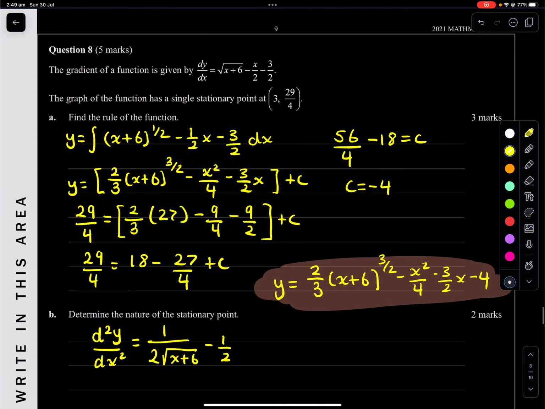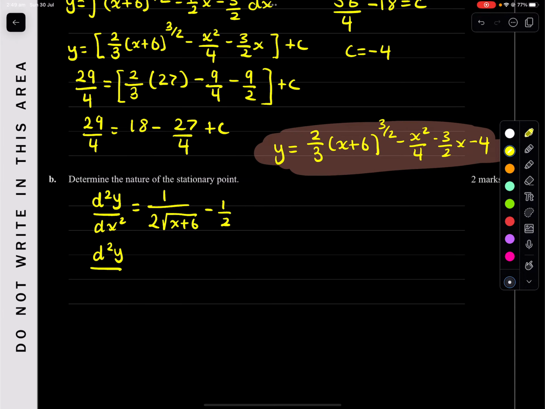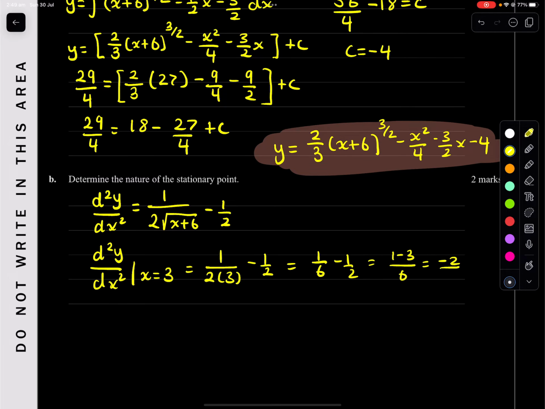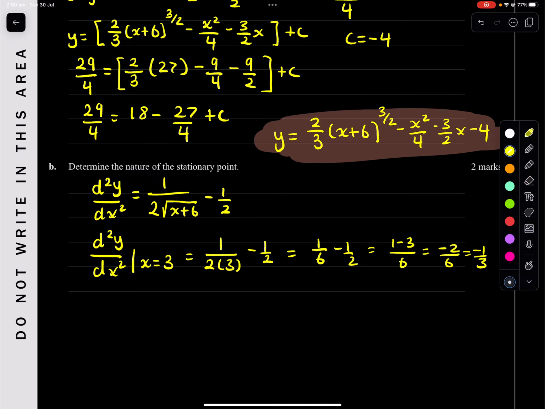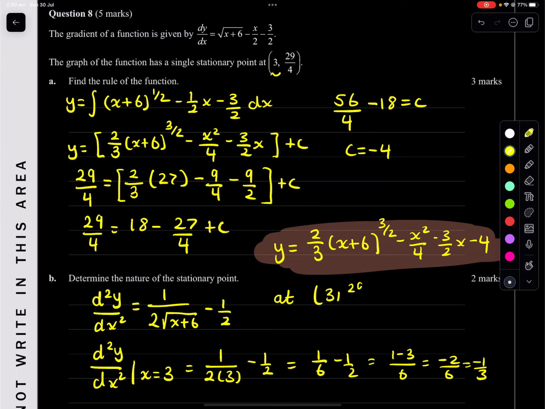Okay. Now, because we want to find what it's like at x equals 3, so we want to say d squared y over dx squared, given we want to find it at x equals 3, so that will equal 1 over, so we put a 3, that'll be 9, so it will be 3 to the minus half. So we're saying 1 over 6 minus half, it's equal to, okay, 1 minus 3 over 6. So it'll be negative 2 over 6, negative 1/3. Because it's a negative number, it means it will be a maximum value there. To determine the nature, at this point, 29 over 4, it will be a local maximum.